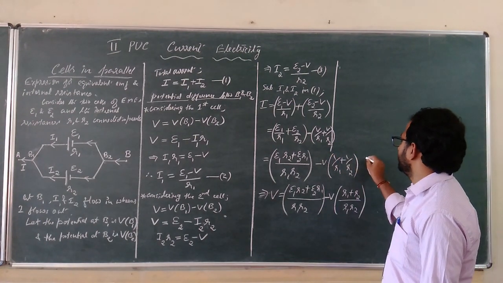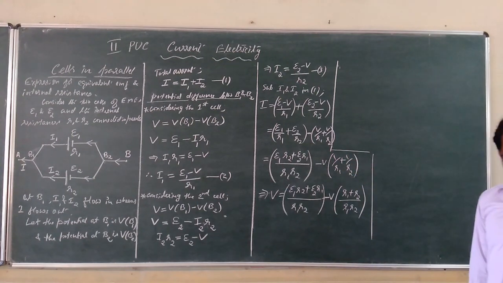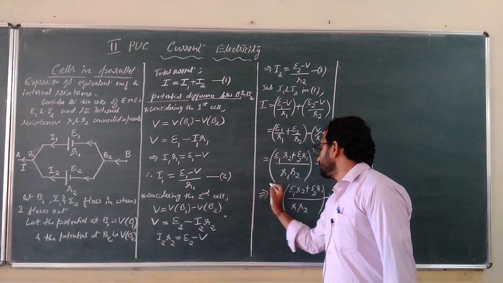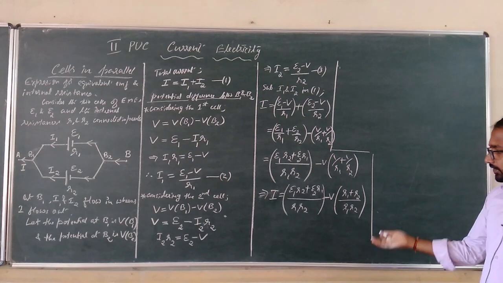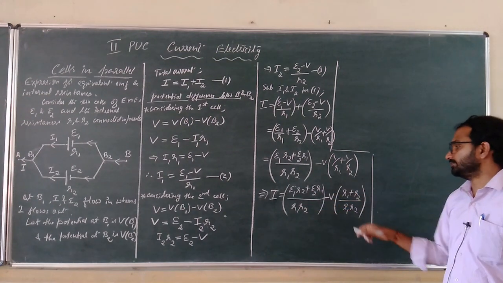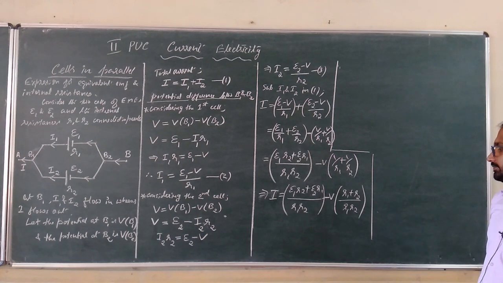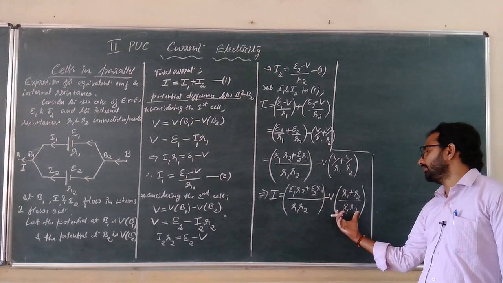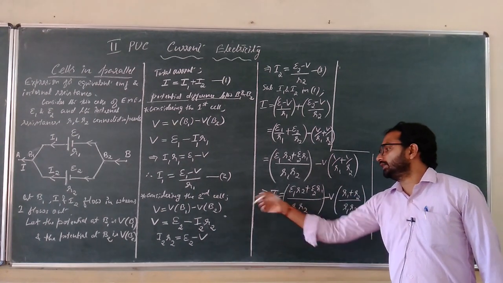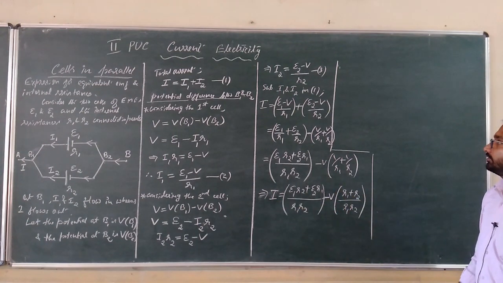Okay, right. So now I want to convert it into... sorry. Now I have to convert this expression into the form V equals E minus IR. So bring V into (R1 plus R2) divided by (R1 R2) to the LHS of this equation, and bring I to the RHS of the equation.